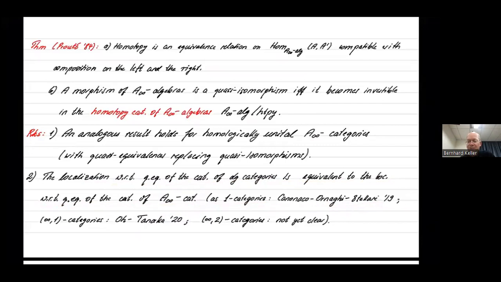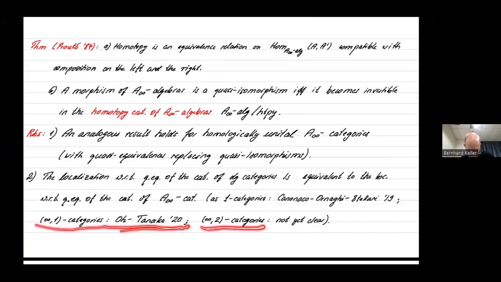Then one can try to refine it and prove it for the associated quasi-categories, infinity one categories. This is a result due to Ohno and Tanaka from 2020. And then one can try to further refine it to an equivalence of infinity two categories. And Ohno and Tanaka had also announced this, but there seems to be a gap.